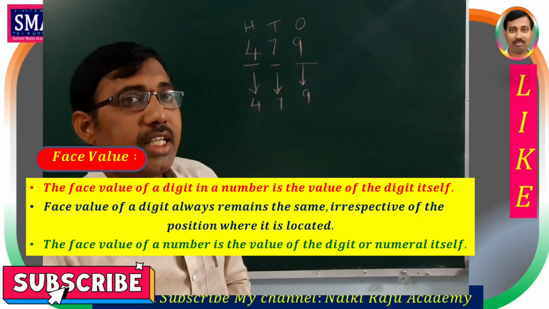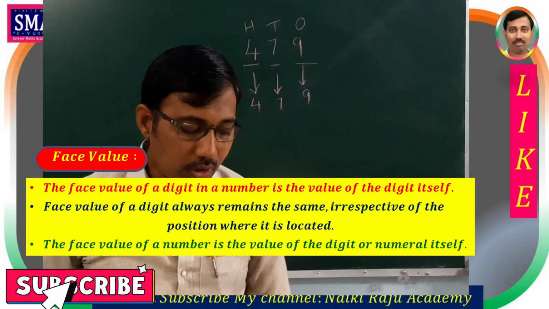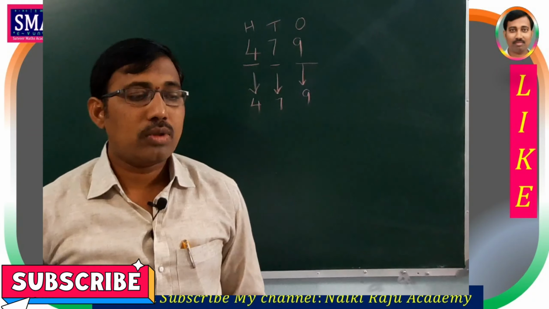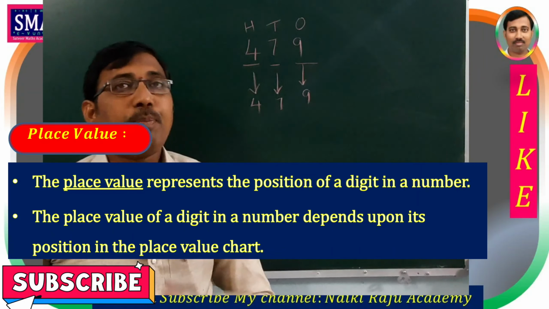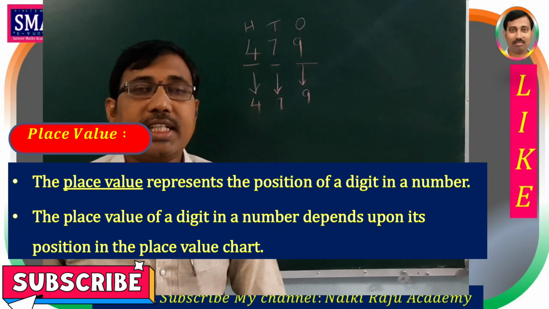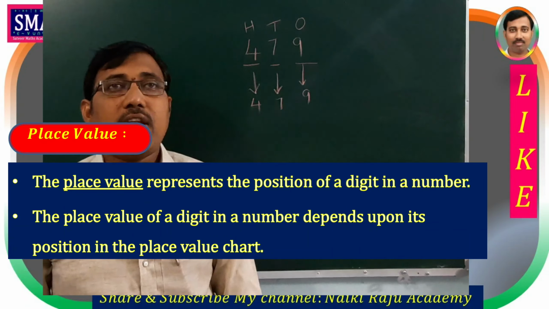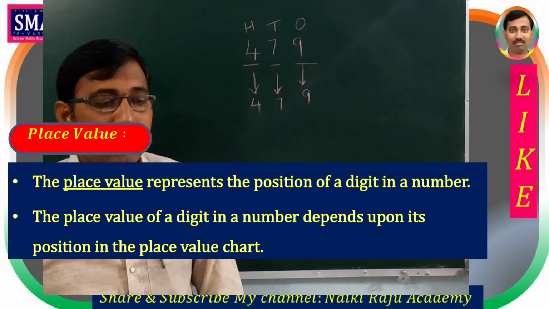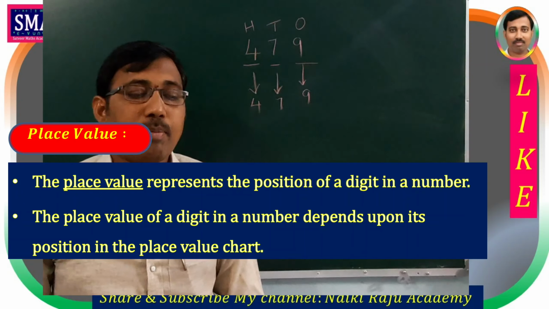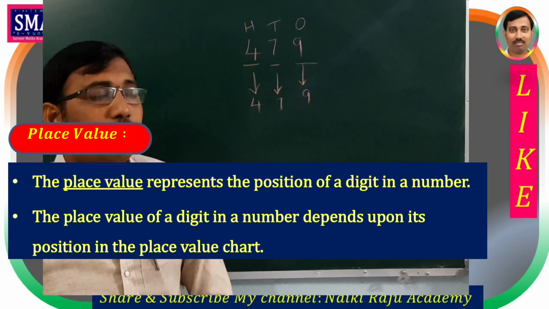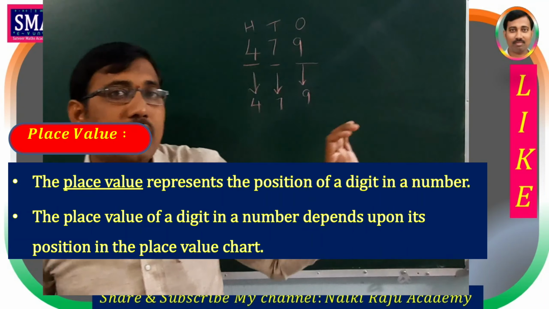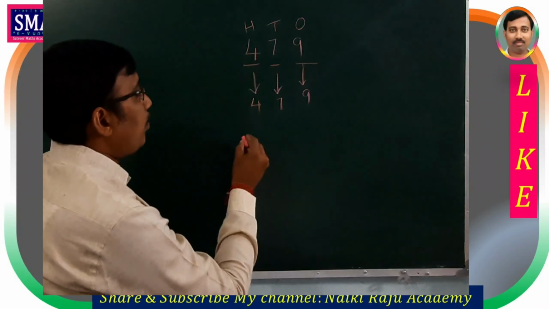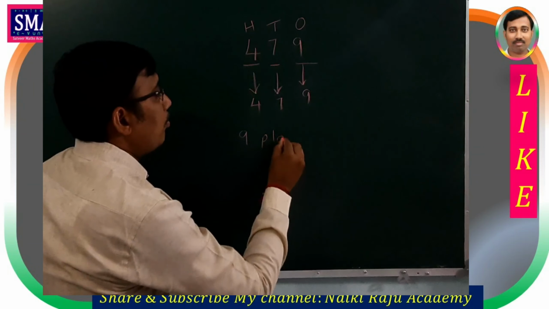Next one, place value. The place value represents the position of a digit in a number. The place value of a digit in a number depends upon its position in the place value chart. For example, the place value of 9.